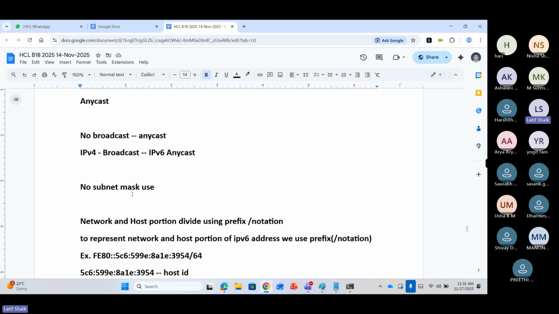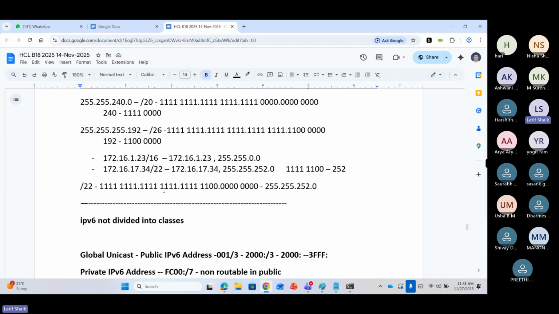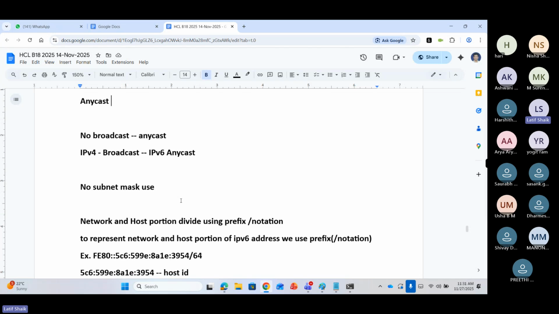Okay. In IPv4, to represent an unknown IP network or default route or deny all, we use 0.0.0.0. In IPv6, we use just double colon. In IPv4, the loopback or localhost address is 127.0.0.1, whereas in IPv6, it's just colon colon 1. Okay. Next.